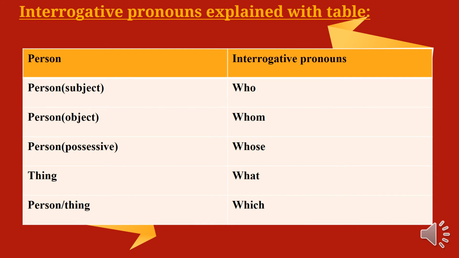Now let's understand interrogative pronoun with the help of a table. In subjective case of a person, who will be considered as an interrogative pronoun, while in objective case of a person, whom will be considered as an interrogative pronoun, while in possessive case of a person, whose will be considered as an interrogative pronoun. For thing or non-living things, what will be considered as an interrogative pronoun. For person or thing, which will be considered as an interrogative pronoun.